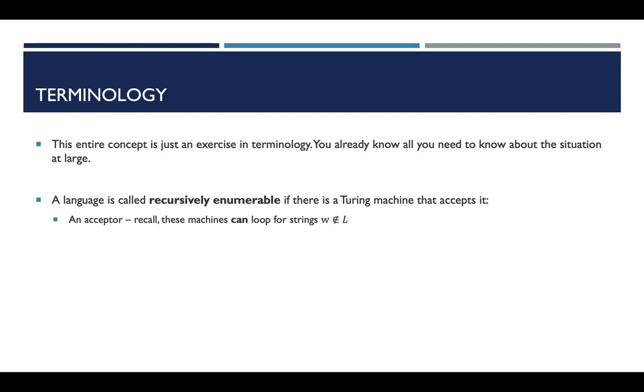So what these terms, recursively enumerable and recursive, mean is they're basically language families. They are terms for languages that are based on a Turing machine's ability to either accept or decide that language. And so a language is called recursively enumerable if there is an acceptor, a Turing machine that can accept a string that is in the language but does not necessarily tell you or reject a string that is not in the language. So a recursively enumerable language has a Turing machine that accepts it, but that Turing machine could potentially loop forever for a string that is not in the language.